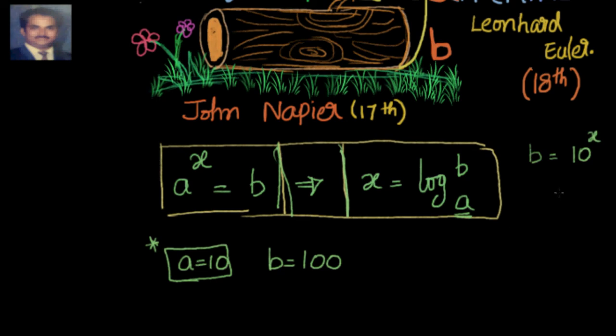Now let us say we want to find the logarithm of 100. How can I write 100? I can write 100 as 10 square. Now substitute this here: 10 square equal to 100. Which gives that the logarithm of 100 to the base 10 is equal to 2. So logarithm of 100 to the base 10 is 2.